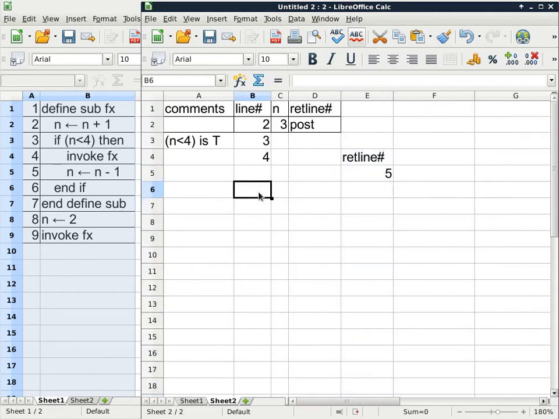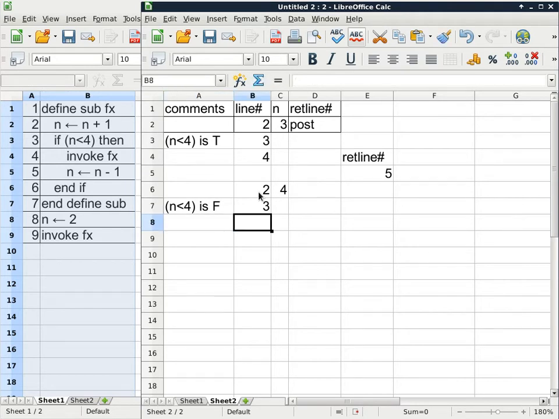And then after that, we get into the subroutine that we are invoking, which turns out to be fx. The first line in fx that we trace is on line 2. On line 2, we add 1 to n. N goes from 3 to 4. Then we go to line 3. We compare n to 4. N is less than 4 is now false, because 4 is less than 4 is false.